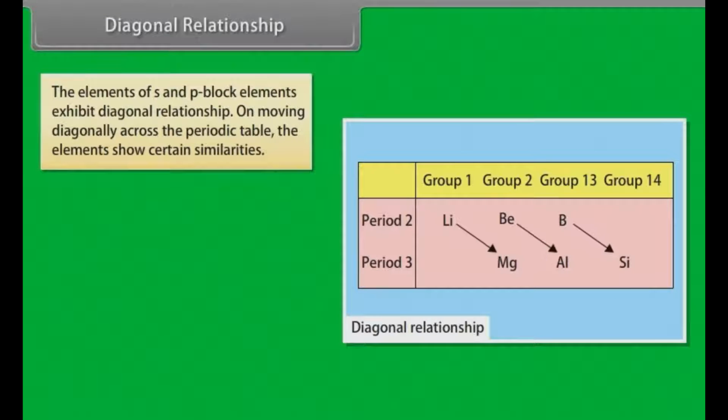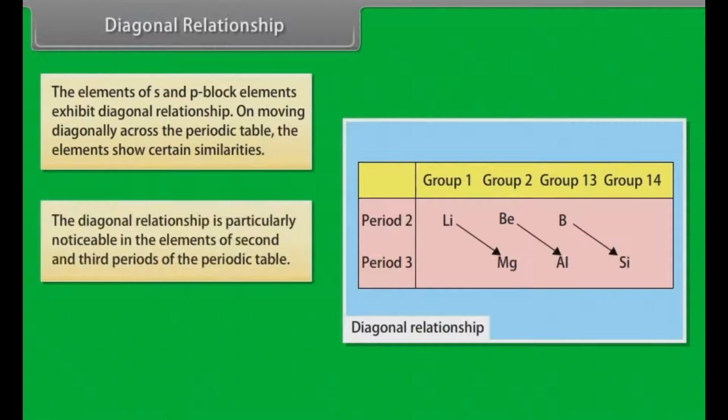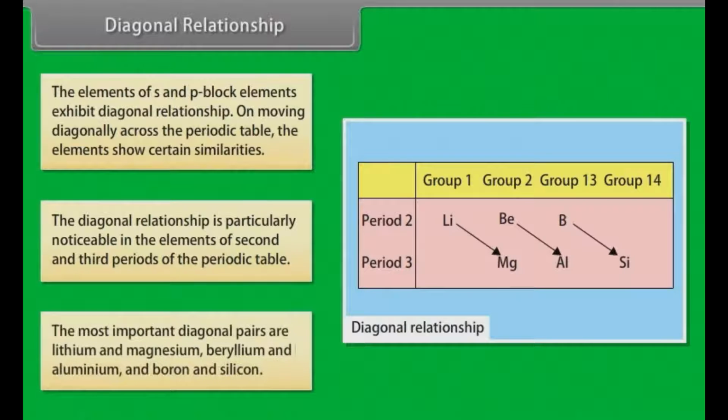Diagonal relationship. The elements of s and p blocks exhibit diagonal relationship. On moving diagonally across the periodic table, the elements show certain similarities. The diagonal relationship is particularly noticeable in the elements of the second and third periods of the periodic table. The most important diagonal pairs are lithium and magnesium, beryllium and aluminium, and boron and silicon.